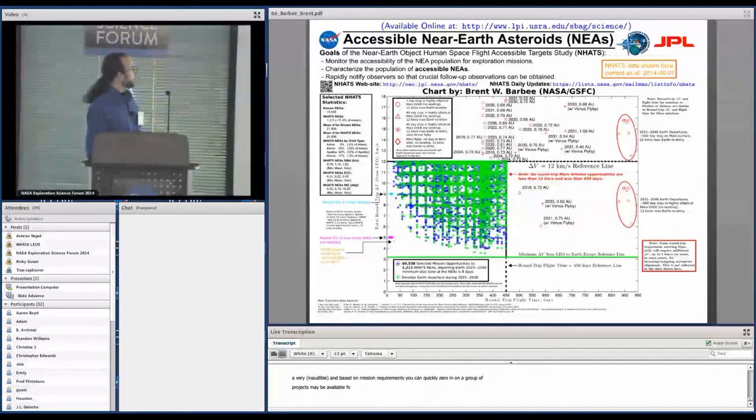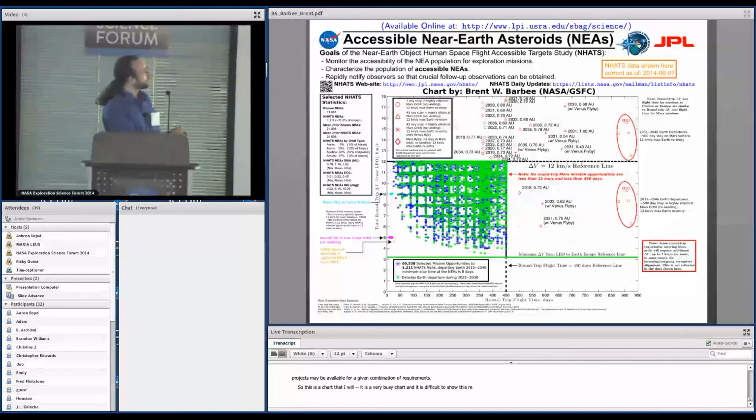So this is the chart that I'll probably spend the most time on, and again, it's a very busy chart, and it's difficult to show at this resolution. However, it is available online at the SBAG website. The URL is shown here. So if you visit the SBAG website and you look at the so-called Science Nuggets section, which is a collection of basically one-chart representations of interesting information about small bodies, you'll find this chart here. I update it every few months. The last time I updated it was June 7th of this year, so about 5 or 6 weeks ago.